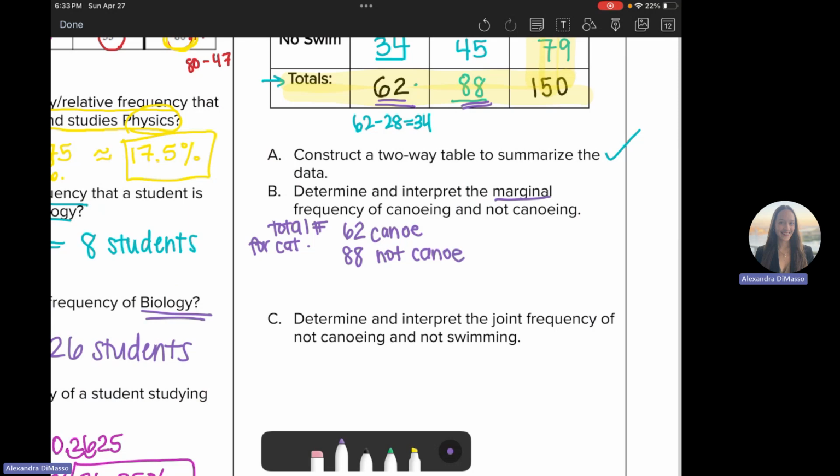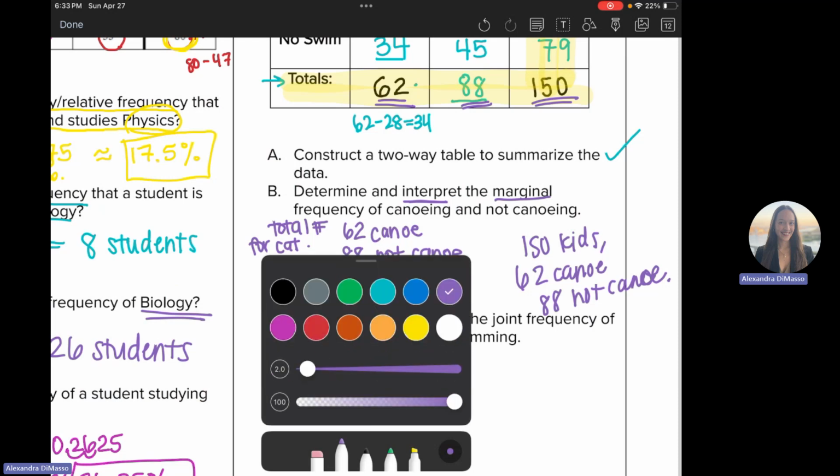So when it says interpret, it's just saying, what does that mean? So that means out of the total 150 kids, 62 of them decided to canoe and 88 decided to not canoe. That's it. You've interpreted. That's the whole thing. So easy.